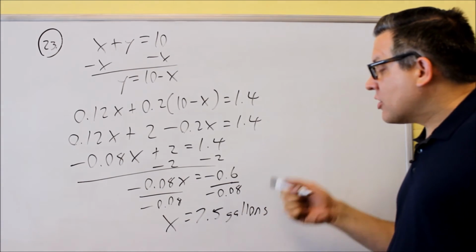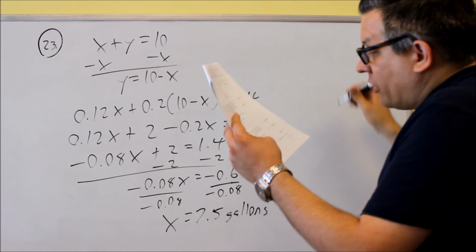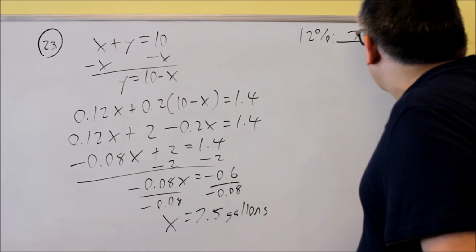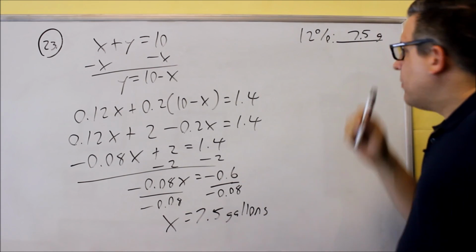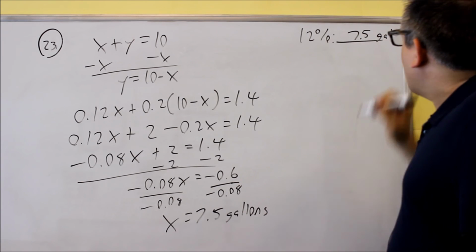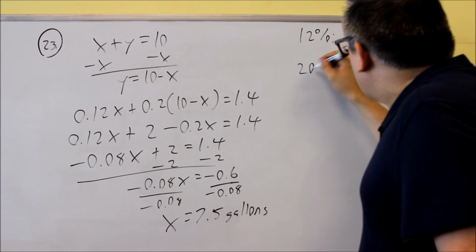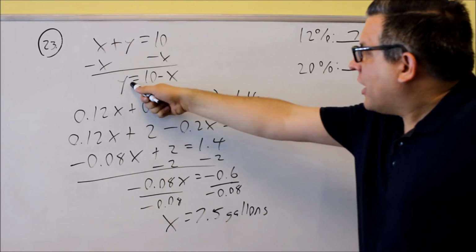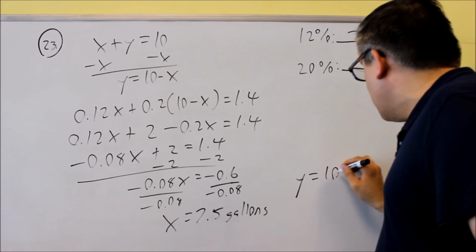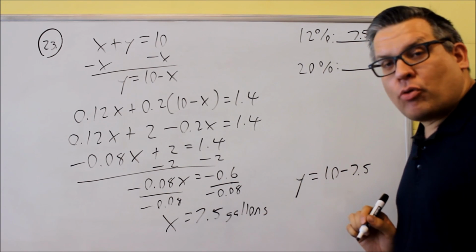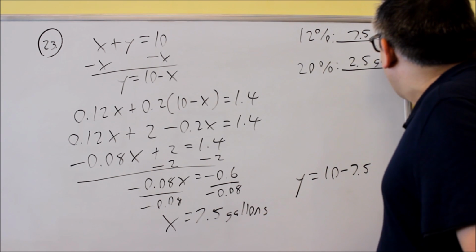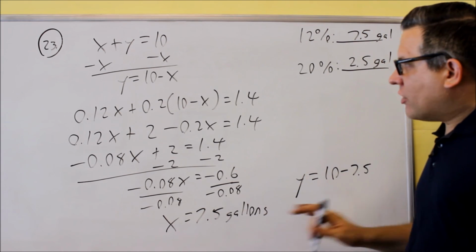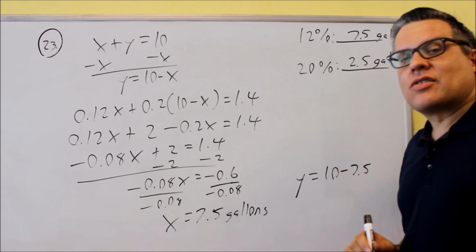So because of the way I originally set it up, this one here is going to go next to the 12% because that's how I set up the particular equation. So I have 7.5 gallons there. Now what about the 20%? Okay, well 20% is represented by the y. I already have y right here, so y is equal to 10 minus 7.5, and I'm going to get 2.5. So 2.5 gallons I get for the 20%. So again, this is the correct way of doing this by using a system of equations.